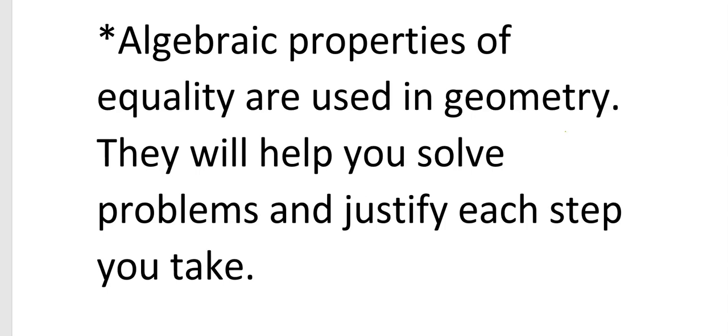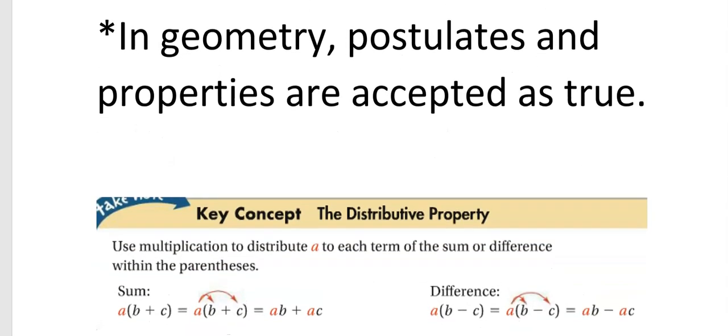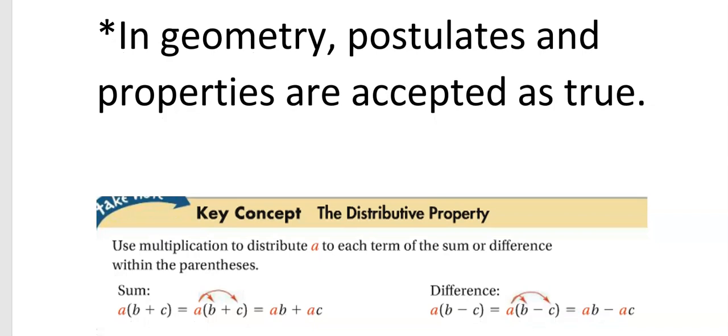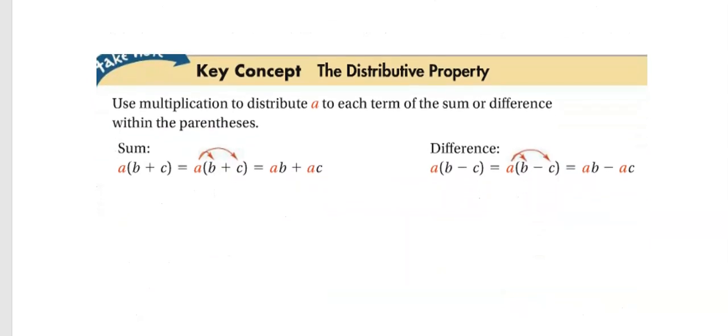Algebraic properties of equality are used in geometry to help you solve problems and justify each step you take. In geometry, postulates and properties are accepted as true, so you won't ever have to prove any of these properties. They're accepted as true just like they are. The theorems are the things that we normally have to prove and other things that are using those.